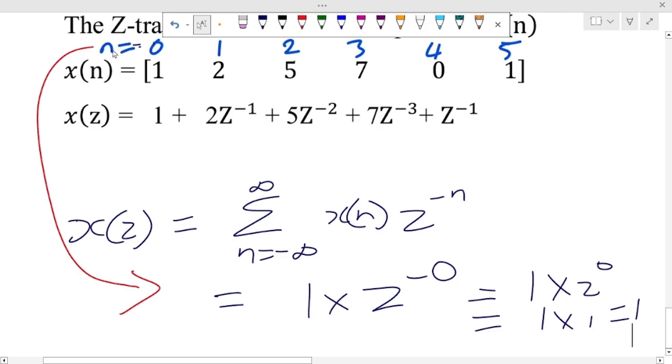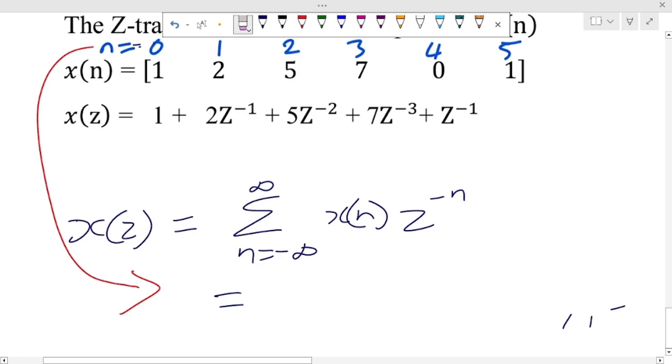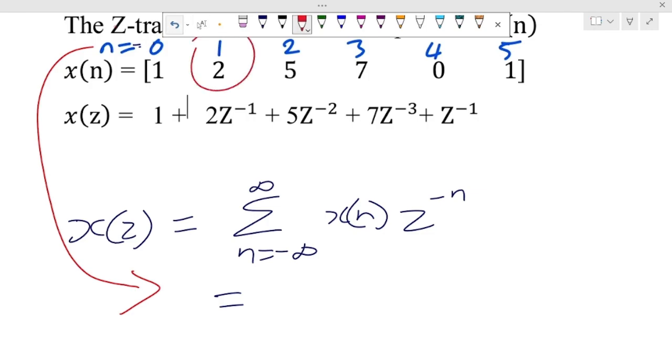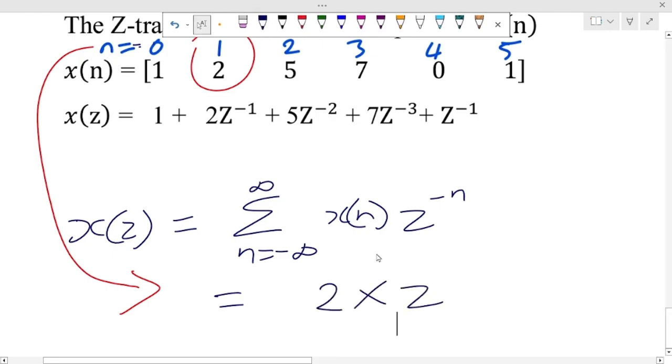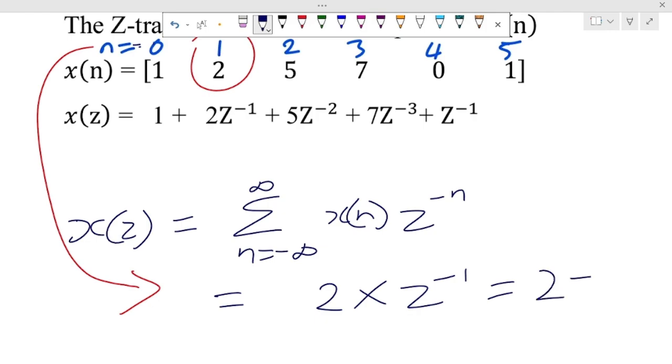Let's do the second one. When n is 1, x of n is 2. So let's replace that. We are in the second place, so x of n is 2. Here we have 2 times z raised to the power minus n, where n is 1, so raised to the power minus 1. This gives us 2z raised to the power minus 1, exactly what we have here.